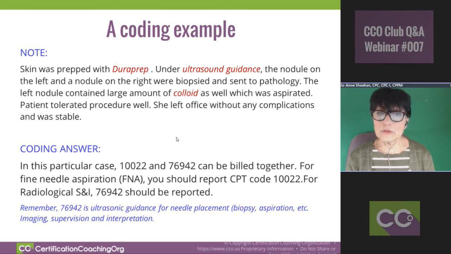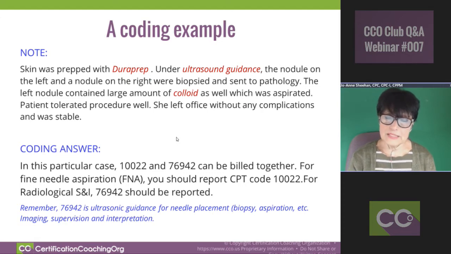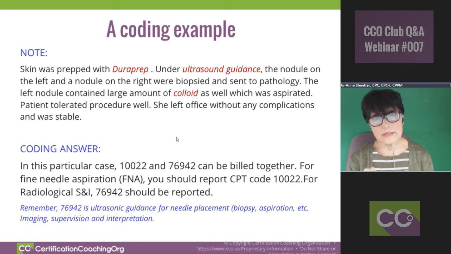So because the skin was prepped with DuraPrep, it was under ultrasonic guidance, the nodule was there, and they aspirated the colloid. So your coding answer would be, in this case, the 10022 and the 76942, and they would be billed together. So just remember that the 76942 is ultrasonic guidance for needle placement, and that needle placement could mean a biopsy or aspiration, and it is imaging with the supervision and interpretation included. Okay.